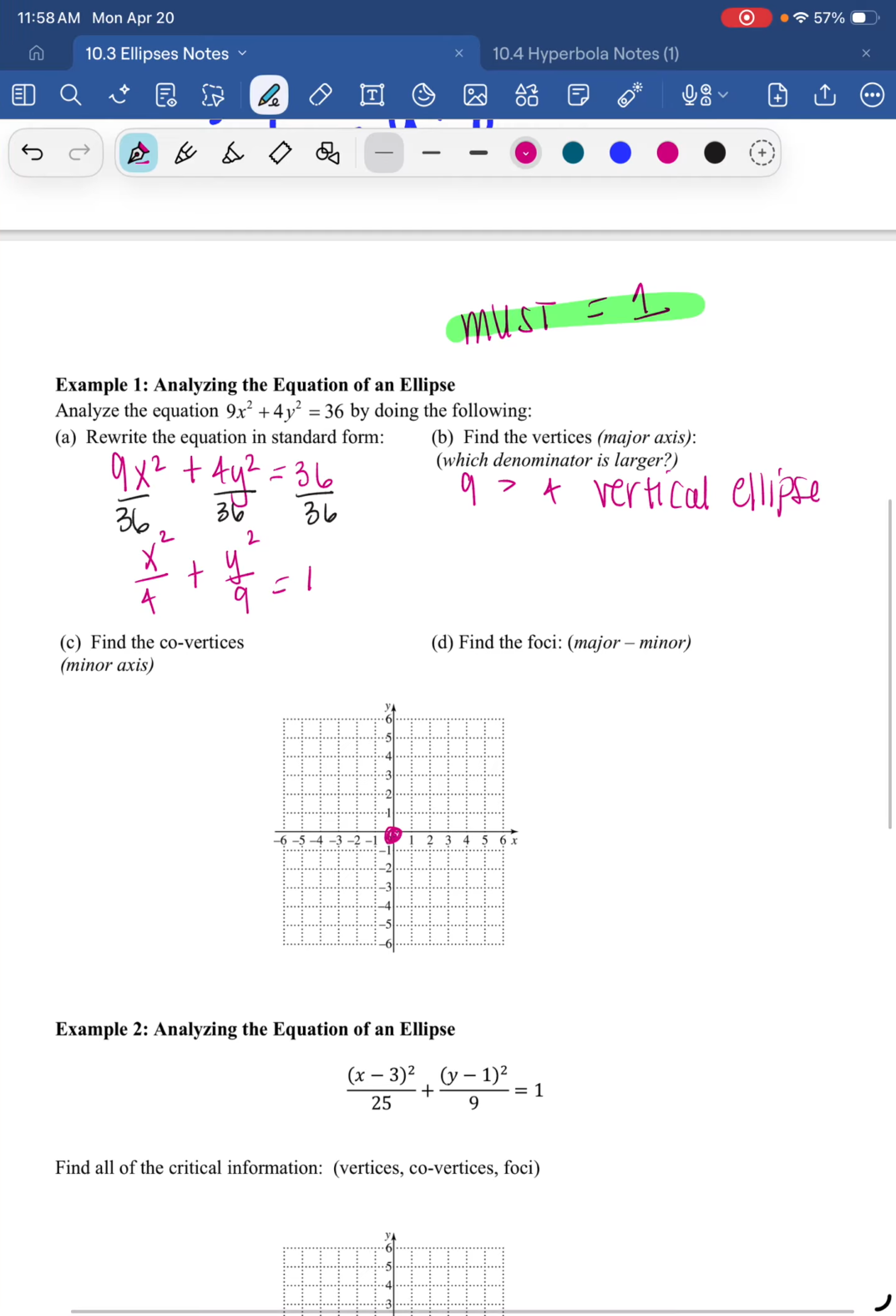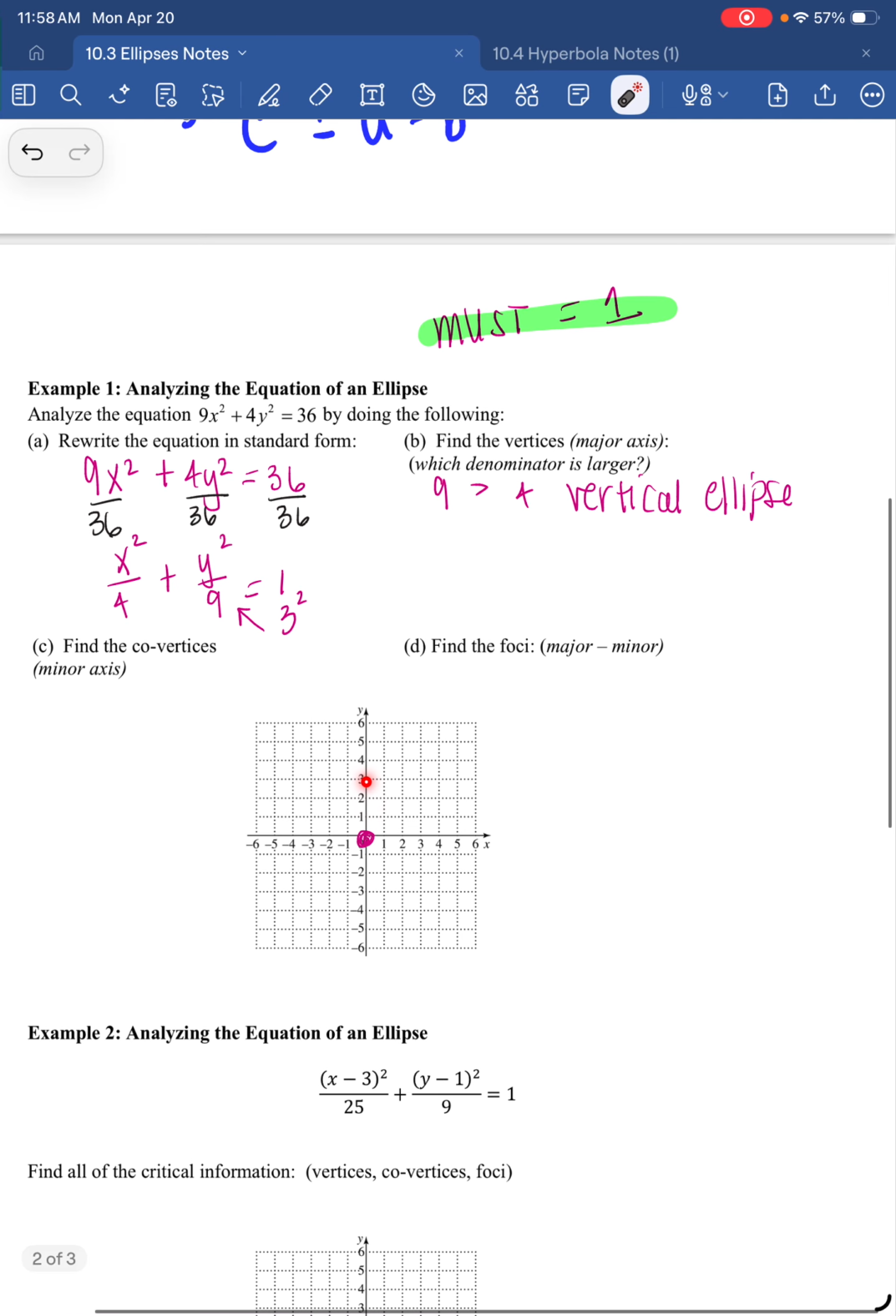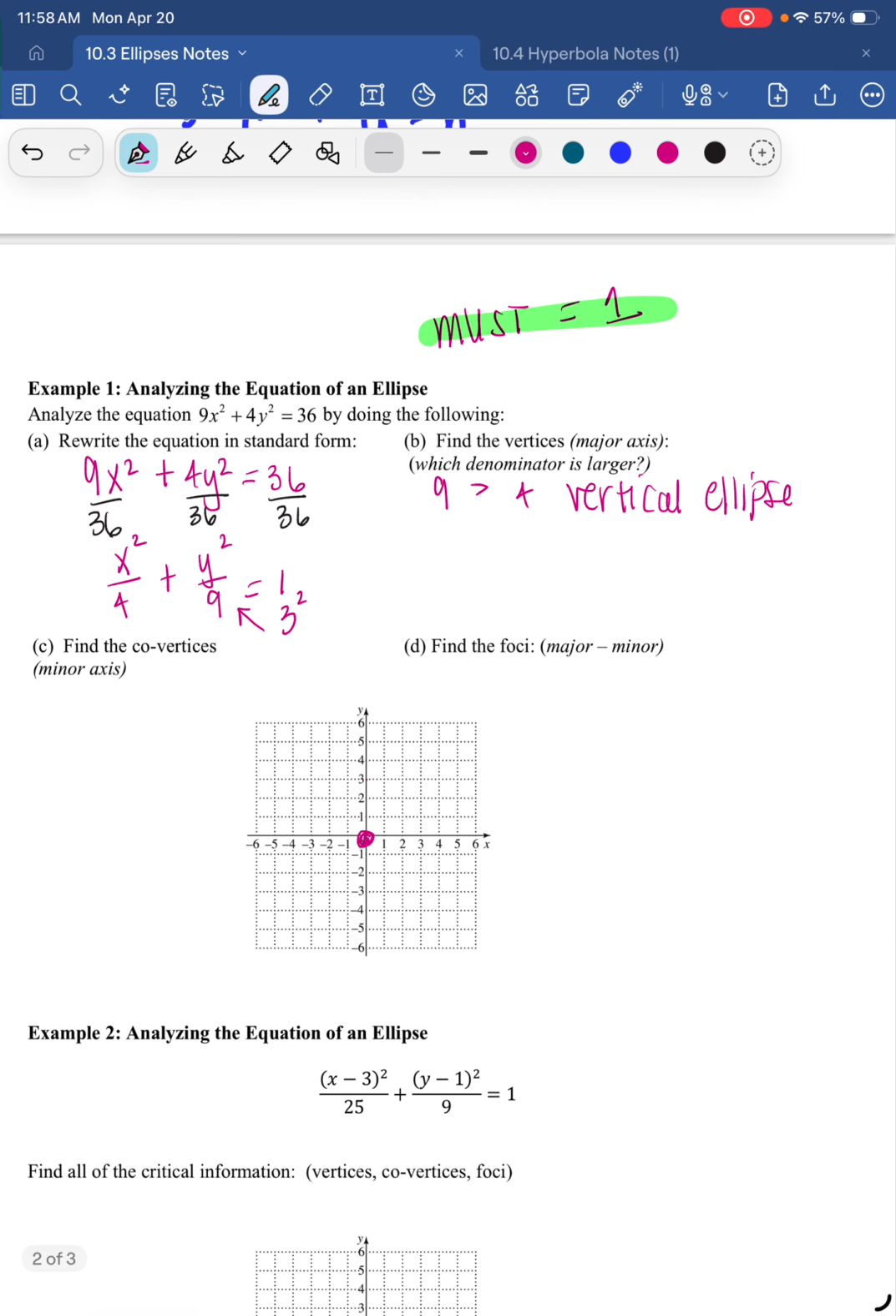Okay, well, now I've got to figure out this whole thing with the vertices. 9 is the same thing as 3 squared. So in the y direction, I'm going to go up 3 and put a point, and I'm going to go down 3 and put a point. And those are going to be my vertices, and they are going to be at (0, 3) and (0, -3).